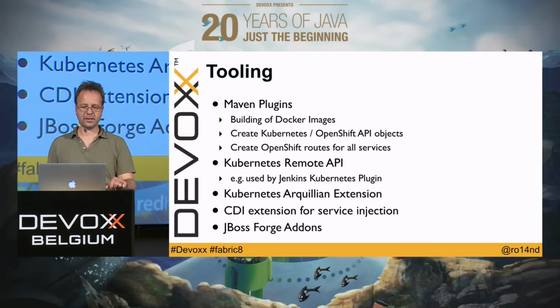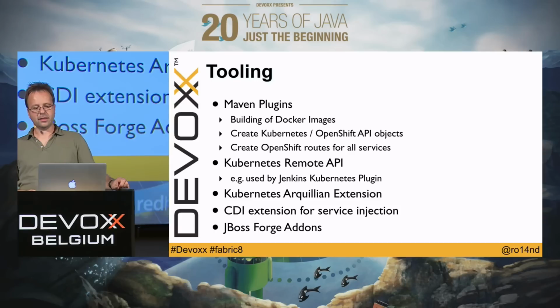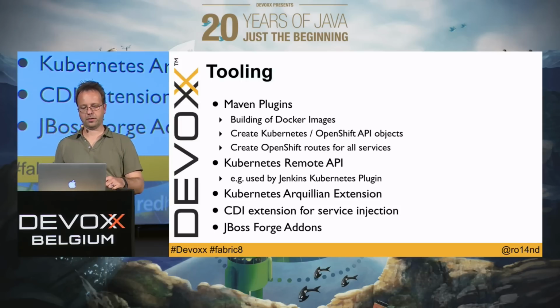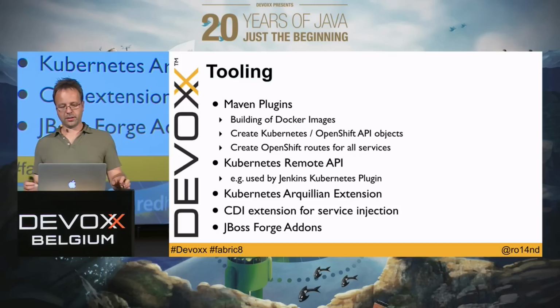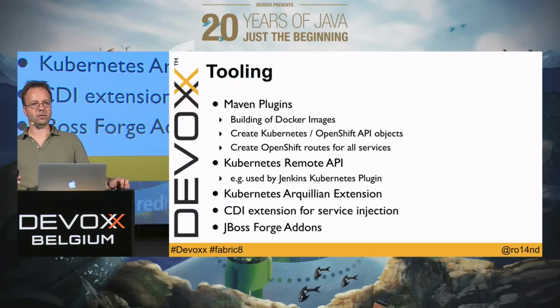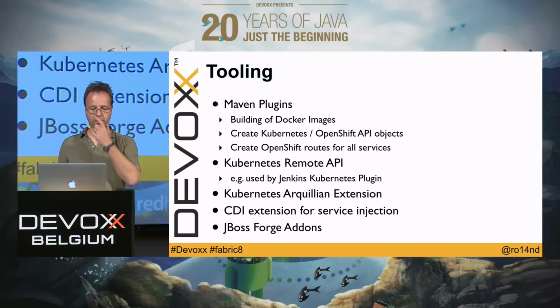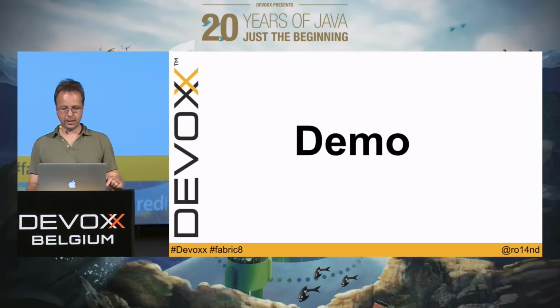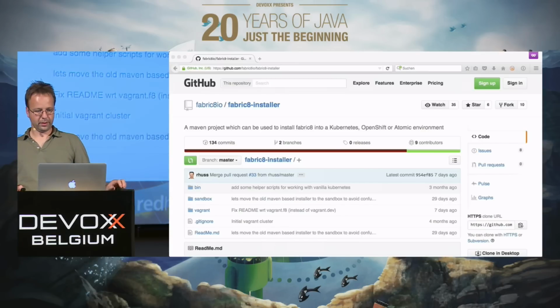There's a Kubernetes Arquillian extension. There's a CDI extension for service injection. As I said, service discovery is performed by Kubernetes itself, and this extension allows you via CDI to obtain the service references. And there's a whole set of JBoss Forge add-ons to create all of this project. So you see there's a whole bunch of things going on. But now let's just have a look at the demo.